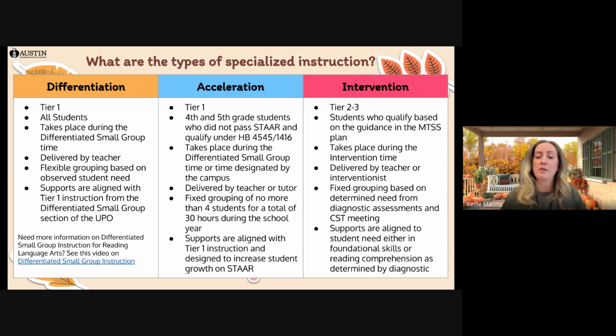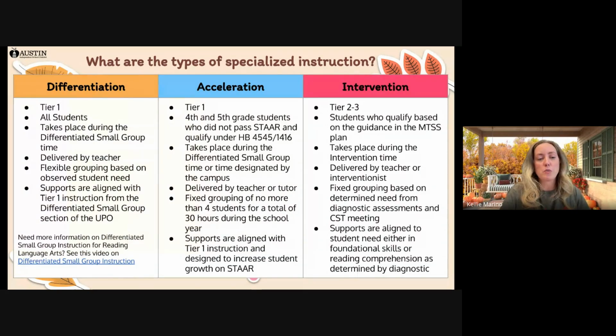The first one is differentiation. This is a tier 1 scaffold. It's for all students. Even students who are in intervention receive differentiation through tier 1 instruction. Our specialized differentiation takes place during differentiated small group time, which should be around 45 minutes of every day. It is delivered by the teacher, and this is very flexible grouping based on observed student need. So these are not set groups, these are not fixed groups, this is flexible grouping based on observed student need.